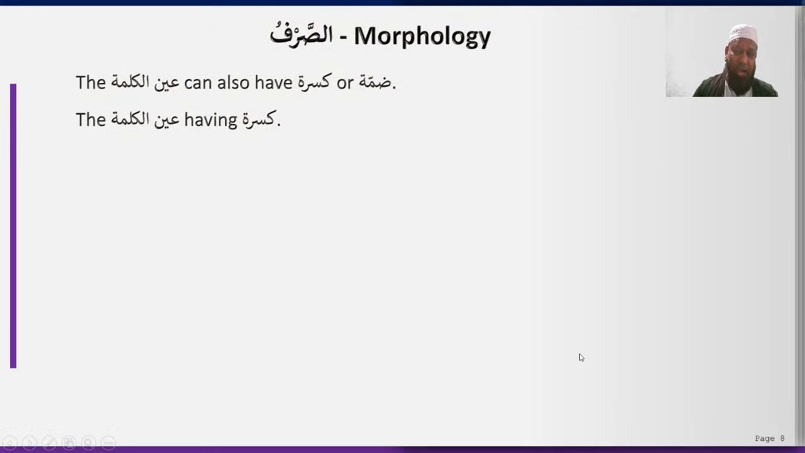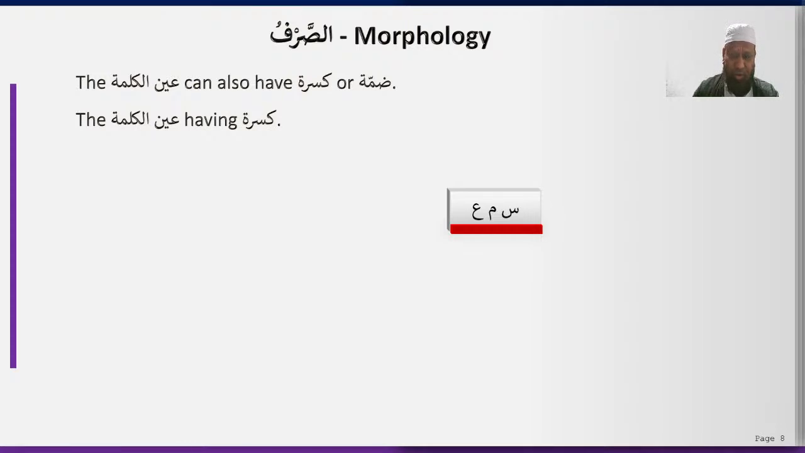Now sometimes the aynul kalima, which is the middle letter, also has kasra or dhamma. The examples below are the aynul kalima having a kasra. There are no rules for when the aynul kalima has fatha, when it has kasra, and when it has dhamma. There is no rule. You just have to learn the verb as it is. So this is an example to show you the aynul kalima having a kasra.